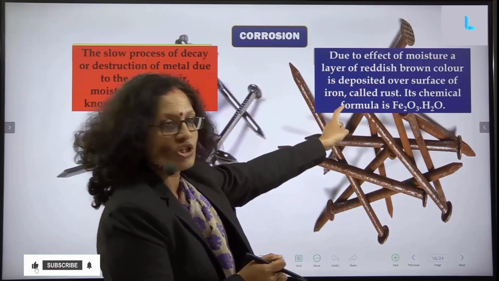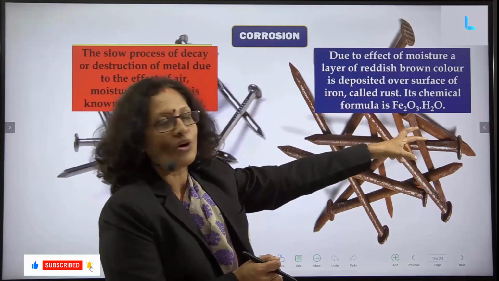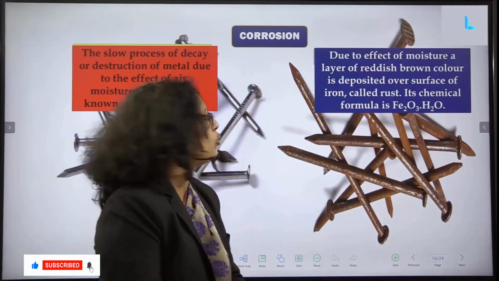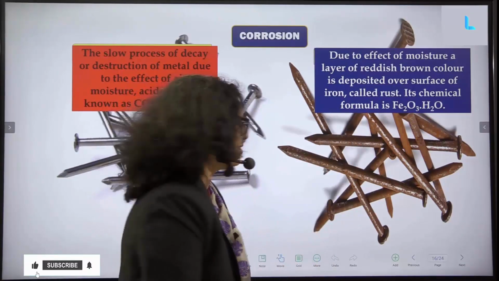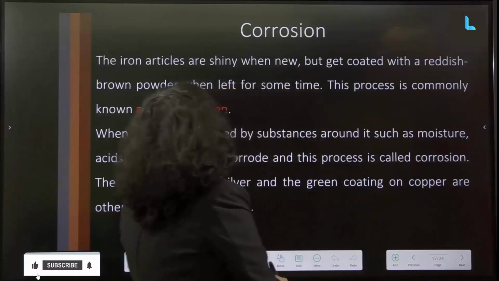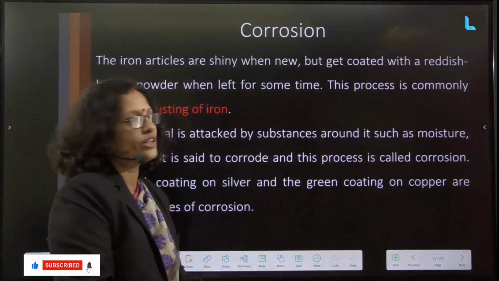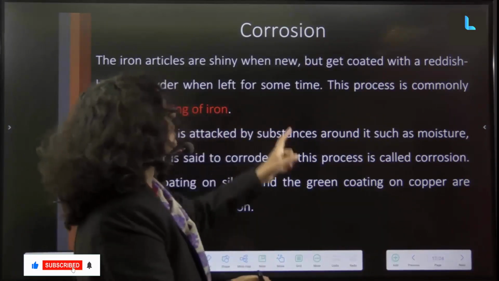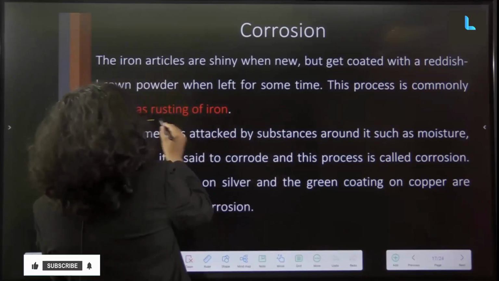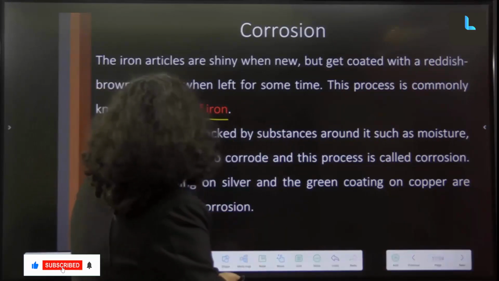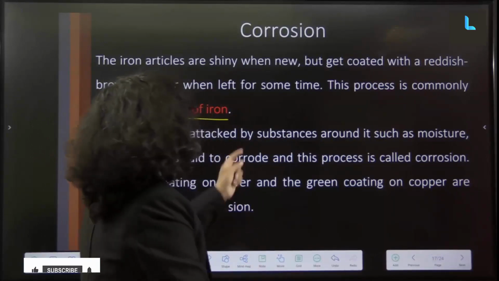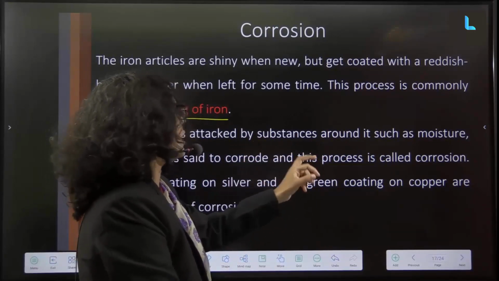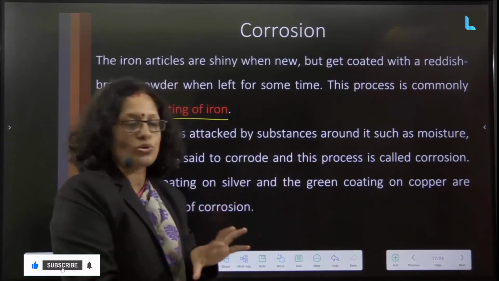Due to the effect of moisture, a layer of reddish brown color is deposited over the surface. It is called rust. What is the formula for rust? Fe2O3.H2O is rust. Now what is corrosion? Iron articles are shiny when new but get coated with reddish brown powder when left for some time. This process is commonly known as rusting of iron. When a metal is attacked by substances around it, such as moisture or acid, it is said to corrode, and the process is called corrosion.